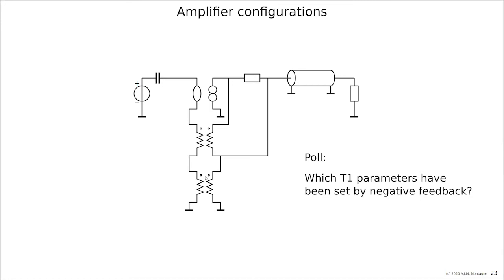The other transformer, the lower one, senses the output voltage, the voltage across the cable, and places a copy of it also in series with the input. So this one is parallel sensing at the output and series comparison at the input. It is voltage to voltage, which means it defines parameter A.